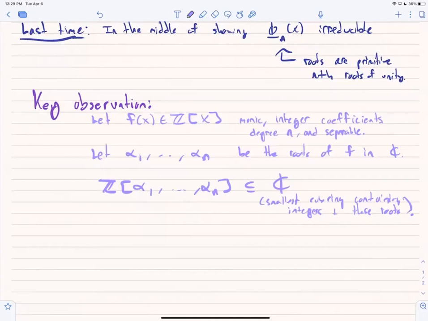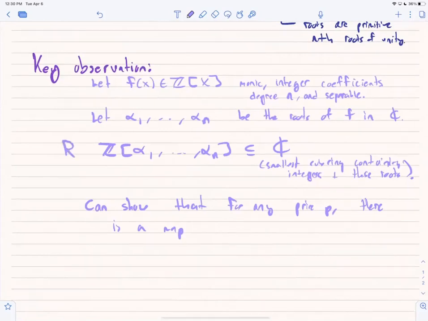Essentially, because f is monic, you can show that for any prime p, there is a map from R, let me call this ring R, to F_p bar, where F_p bar is just some algebraic closure of F_p.